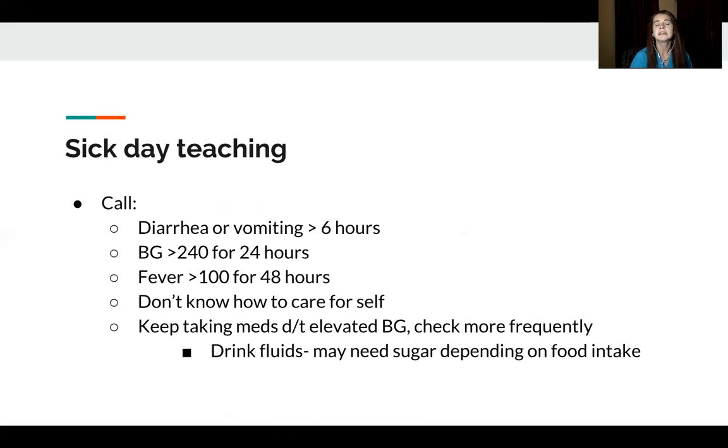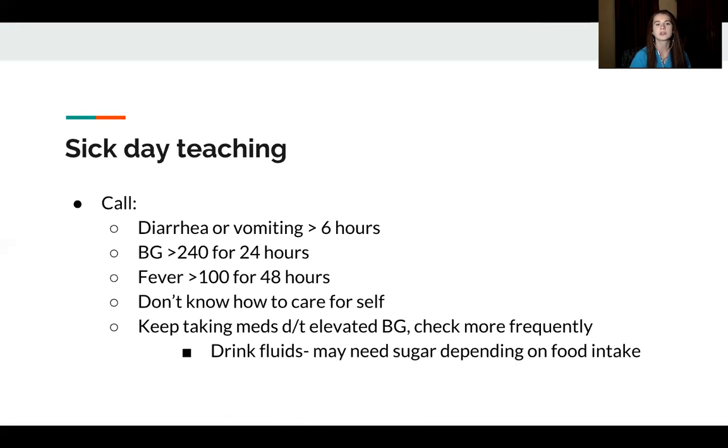Sick day teaching, it's important to check your blood sugar more frequently, especially when sick, because infection will increase your blood sugars due to the stress on the body. And so these patients may need to drink more fluids. Sometimes they may even need some sugary juices if they're not eating as much and their sugar's starting to drop.